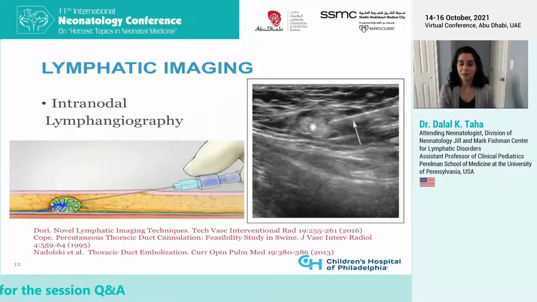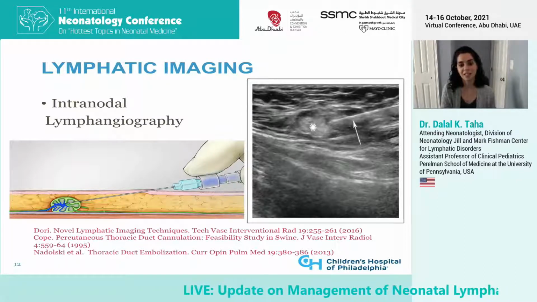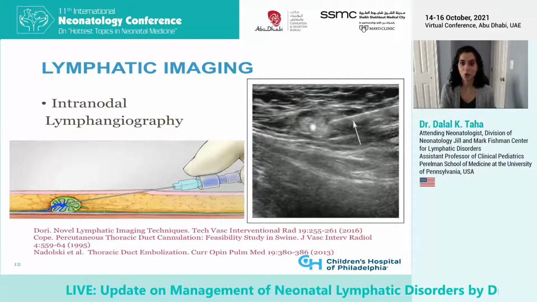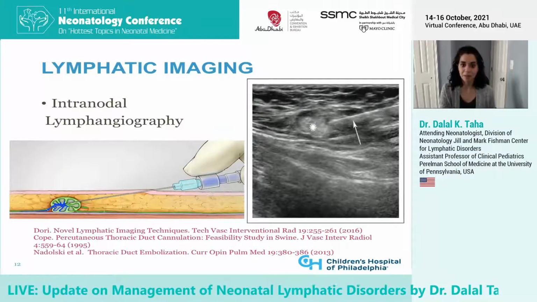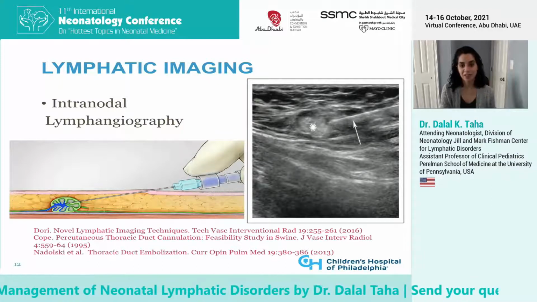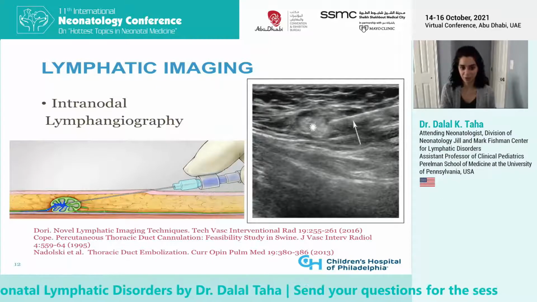A minimally invasive method to image the lymphatic system is through intranodal lymphangiography. This technique begins with inserting small needles into the inguinal lymph nodes. Through these needles, contrast is then injected and the lymphatic system is imaged fluoroscopically or with MRI. The image on the right is an ultrasound view of the lymph node highlighted by the white star, and this white arrow is pointing to the needle that is entering the lymph node.